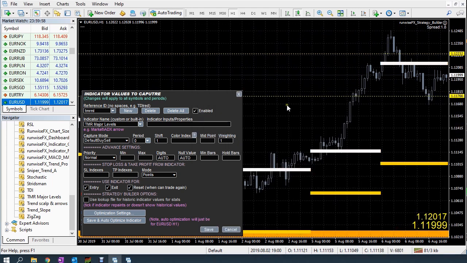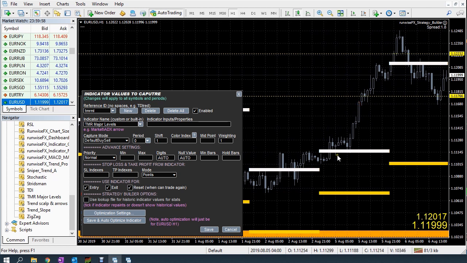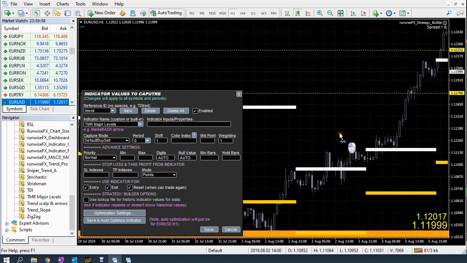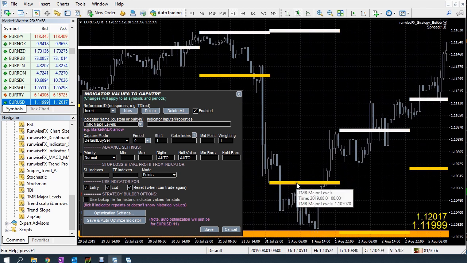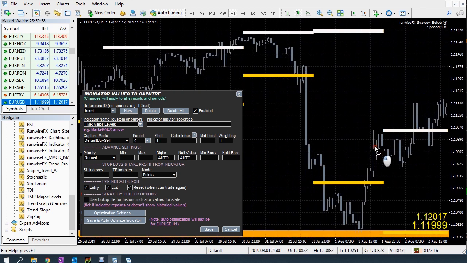So yeah, we've got like a bottom one, and what we're interested in is if the price breaks through this top one or closes underneath. So basically if it goes above colour index 0, then we want to open a buy, and if it goes below colour index 1, the sell situation, then we want to open a sell.